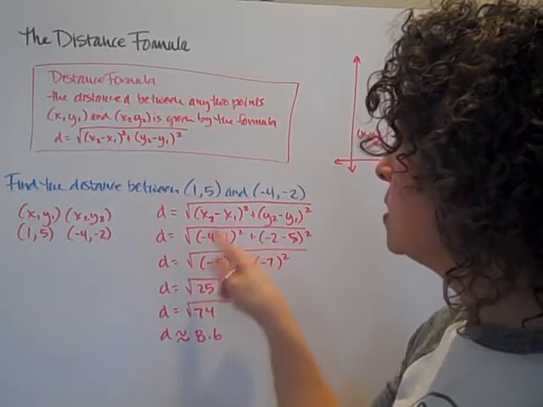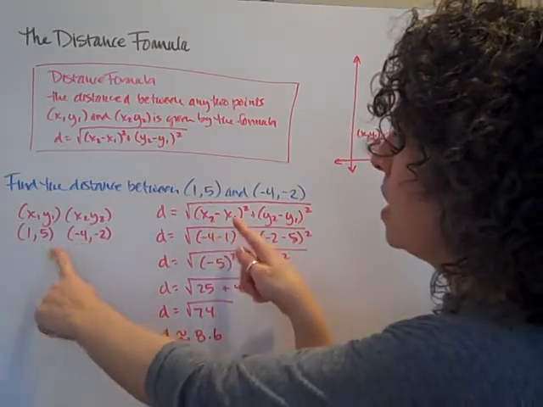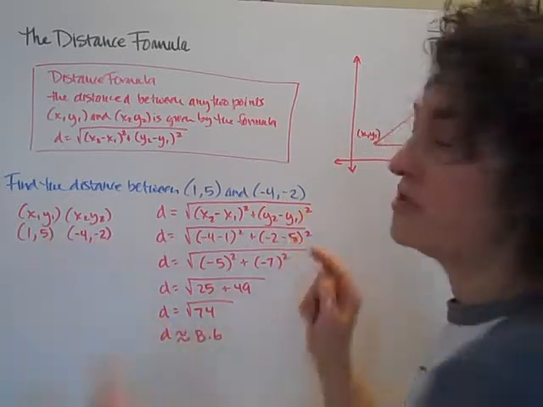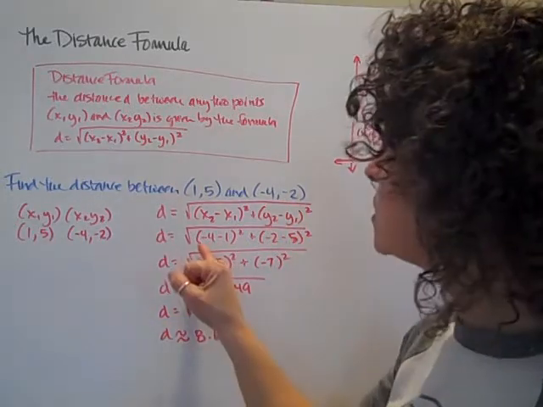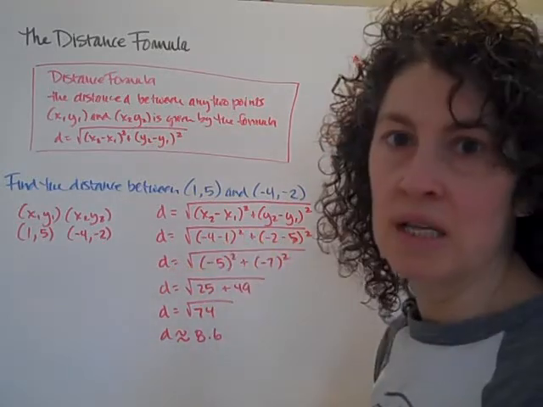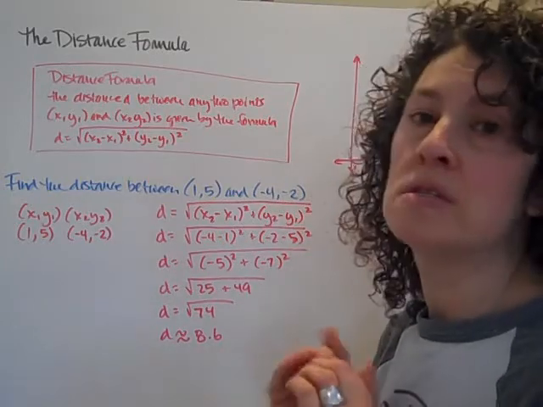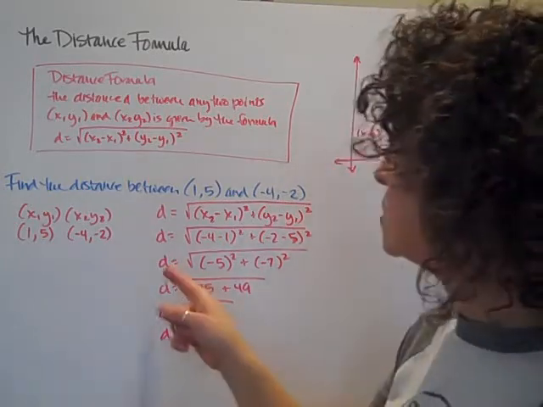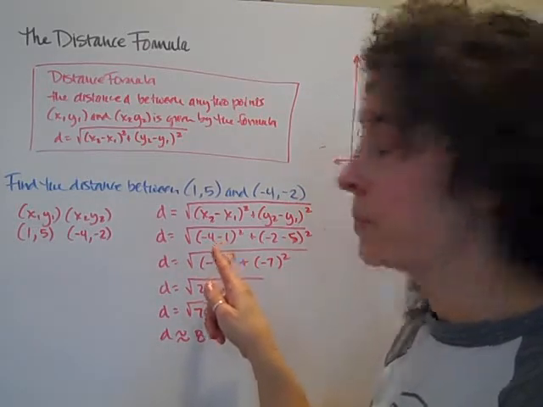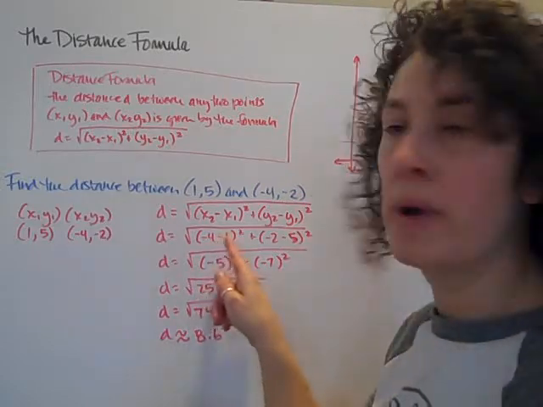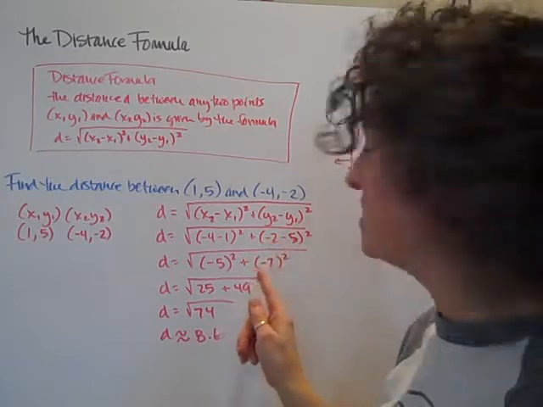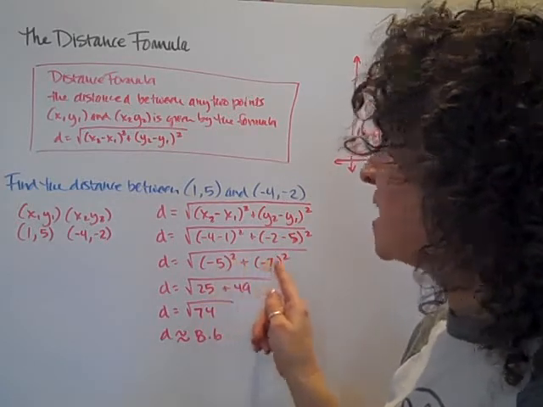Now I'm going to substitute in here. My x2 is -4, my x1 is 1, my y2 is -2, and my y1 is 5. Notice the parentheses around the subtraction, and we're squaring whatever is inside the parentheses, so hang on to those parentheses until you square. Now I've got d equals, and I'm going to do my subtraction, working with my negatives. -4 minus 1 is -5. -2 minus 5 is -7. So it's (-5) squared plus (-7) squared.